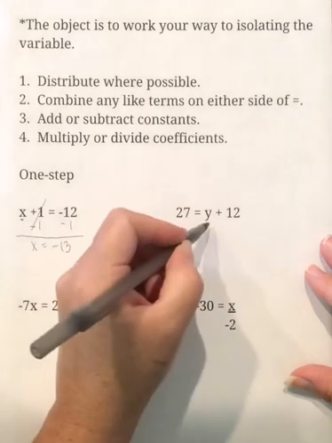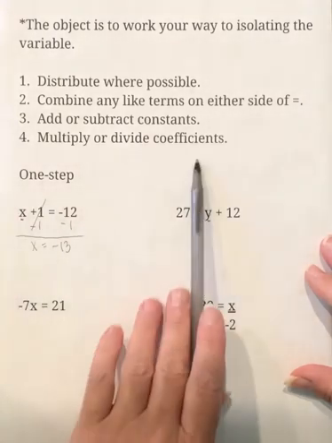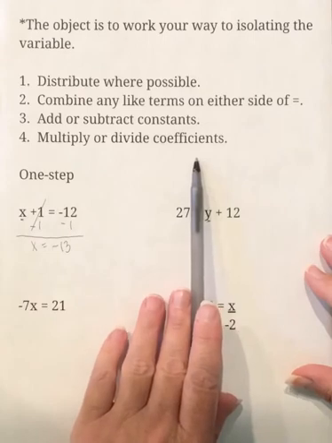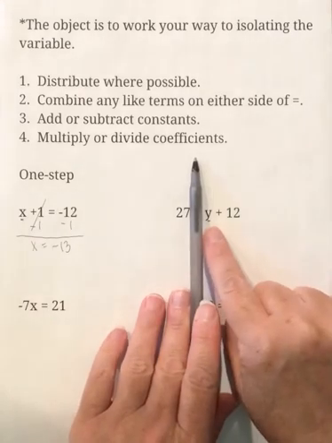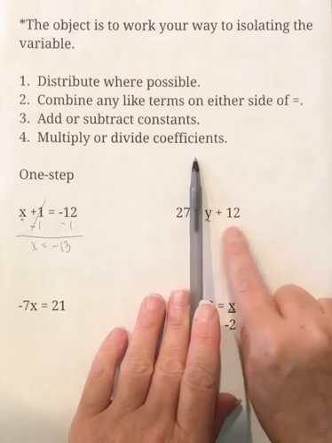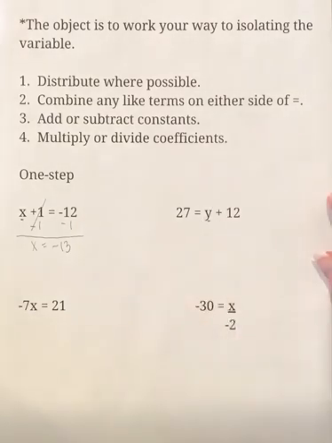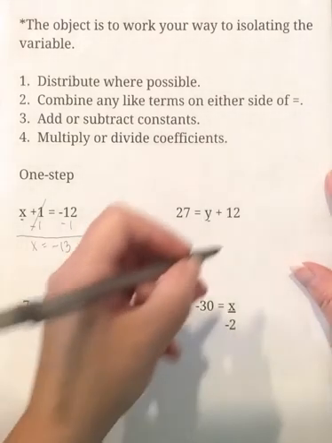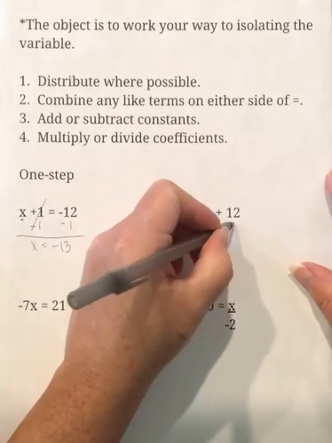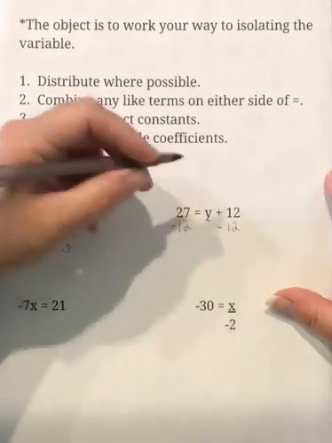This time my variable is on the right. So again, there's no distribution, no combining of like terms. But when I look at the two sides of my equation, if I'm trying to get this variable by itself, this is the constant that I have to deal with. This is the constant that I don't want to be there anymore. So if I want to get rid of that positive 12, I cancel it out with a negative 12. And then whatever I do to one side, I have to do to the other.